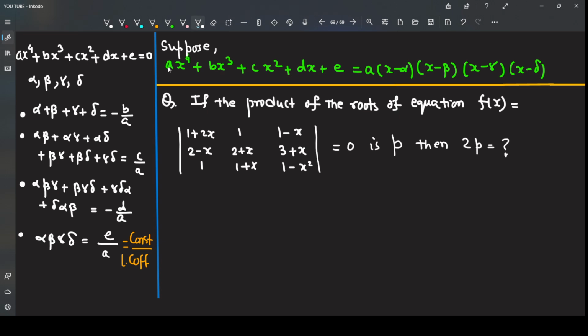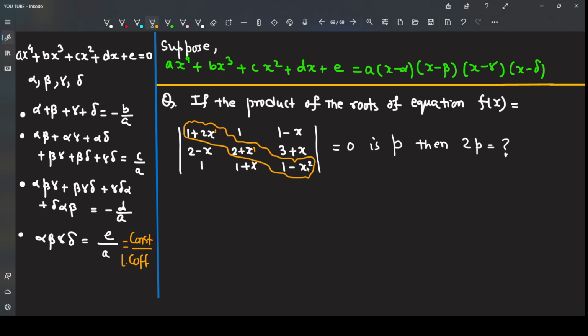So if we want to find out the product of all the roots of this equation given by this determinant, what we are actually finding is the product of all the roots. Now, what is the degree of this polynomial equation given by this determinant? You can observe one thing here: in the principal diagonal, the x which are present have the maximum power. Here power is 1, here power is 1, here power is 2.